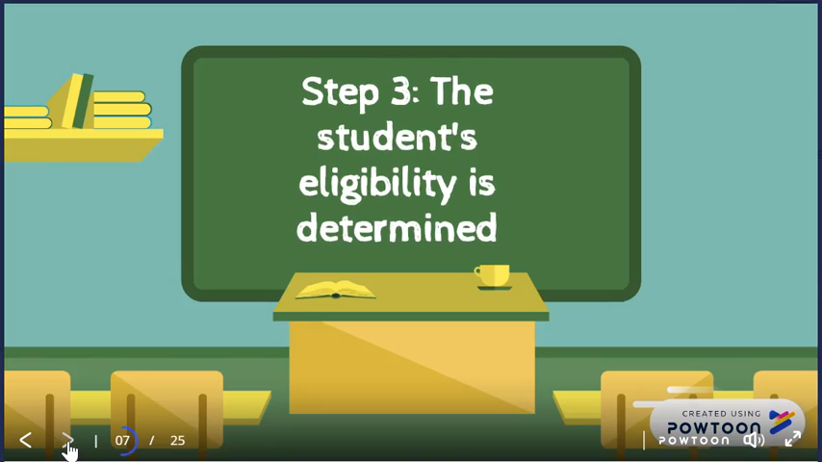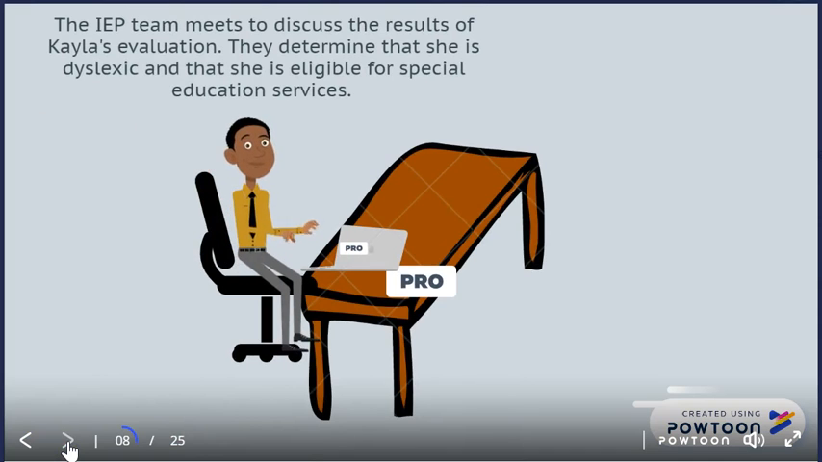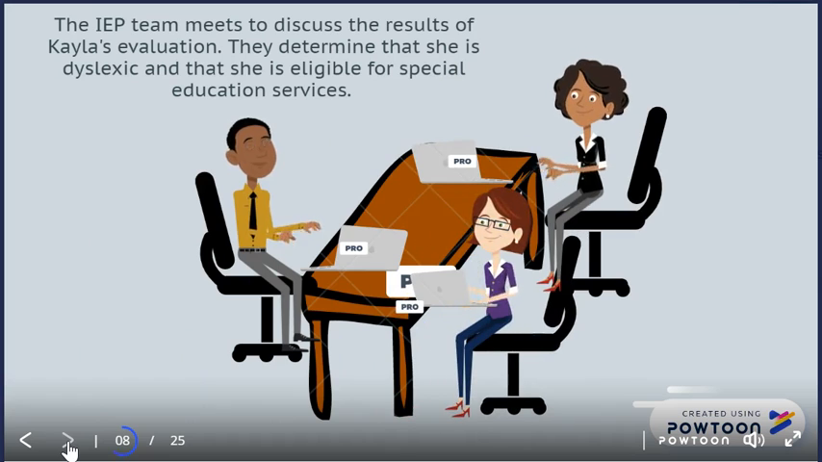Step 3, the student's eligibility is determined. The IEP team meets to discuss the results of Kayla's evaluation. They determine that she is dyslexic and that she is eligible for special education services.